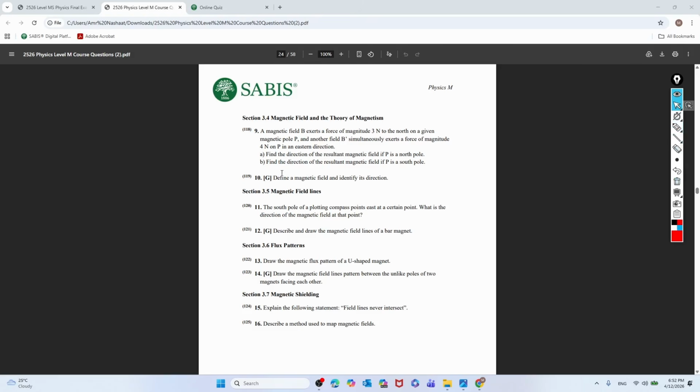Define a magnetic field and identify its direction. A magnetic field is the area around the magnet where a magnetic force is applied. Its direction is the direction of the force produced at a north pole. So if you place a north pole at that point, the direction that north pole points is the direction of the magnetic field. Now, what are some uses of these magnets?